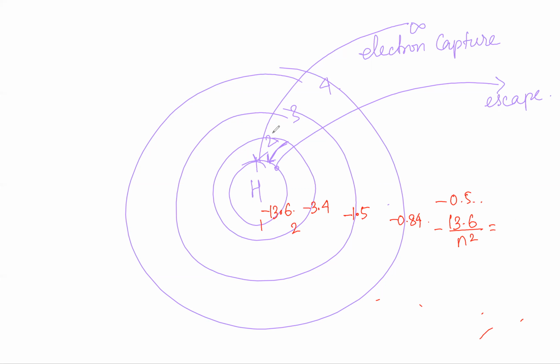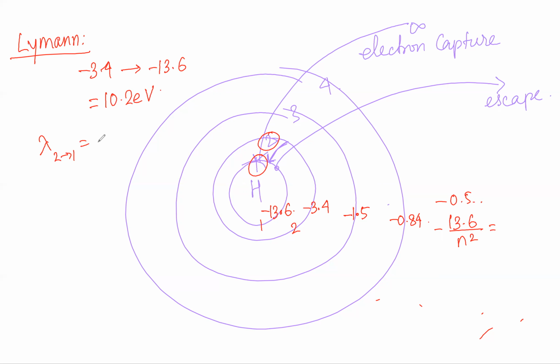Smallest jump you can have is from 2 to 1. So let's talk about all these Lyman lines. So the smallest amount of energy gap we have is from 3.4 to 13.6. So what is this energy gap equivalent to? It's equivalent to 10.2 electron volts. What is the exact wavelength it's equivalent to? You know how to calculate this. So you can calculate lambda for the 2 to 1 jump in the Lyman series as 1240 divided by 10.2. That's approximately going to be around 120 nanometers approx. That is the smallest possible jump.